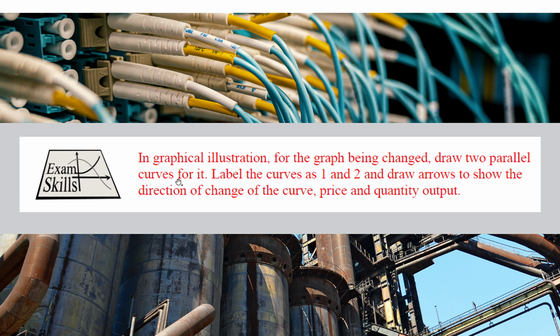Changing supply, two parallel supply curves. And you remember to label them 1 and 2, and draw the arrow to show the direction of change of the curve, price, and quantity output. Okay, it is all in the marking scheme. We're doing already, right?